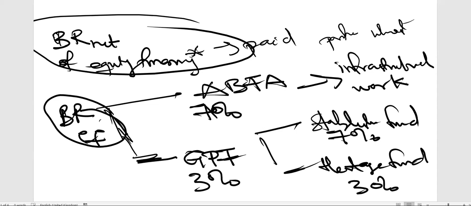And that is a maximum of 30% from the GPF into the stabilization fund. But when it comes to the actual amount to withdraw from the stabilization fund to cushion the ABFA, which is the budget, there's a procedure that needs to be undertaken. When we go through the lecture slides, you get to know how it is done.